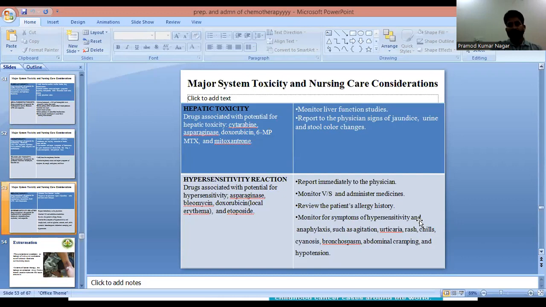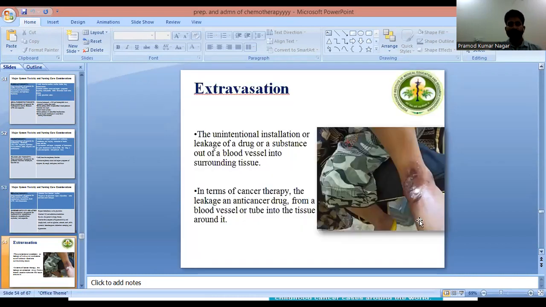In the nursing responsibility, report immediately to the physician, monitor vital signs, administer medication, and review the patient's allergy status. Monitor for symptoms of any hypersensitivity. If any hypersensitivity is observed in the daycare or in the ward setting, immediately stop the infusion and inform the physician or the resident doctor.